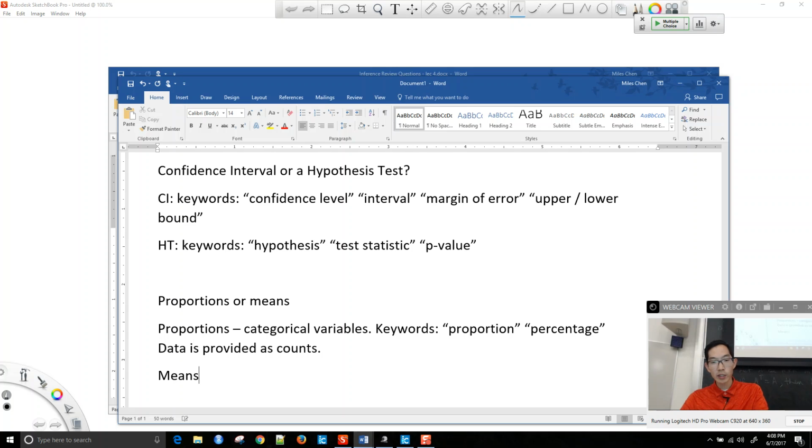Okay? On the other hand, we have means when we are dealing with a numeric variable.